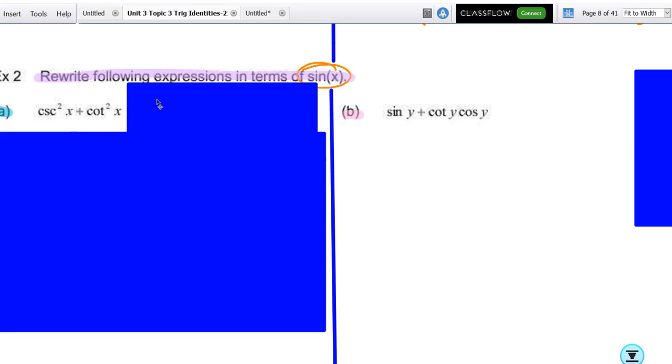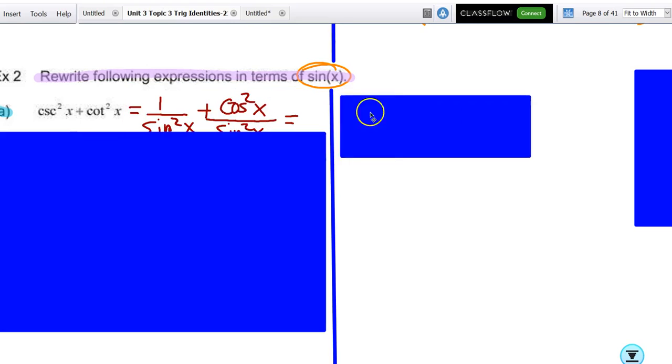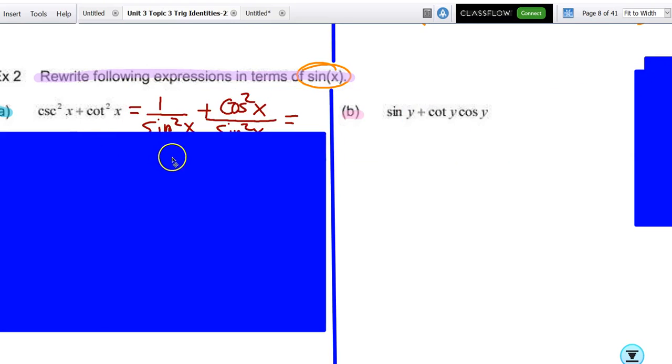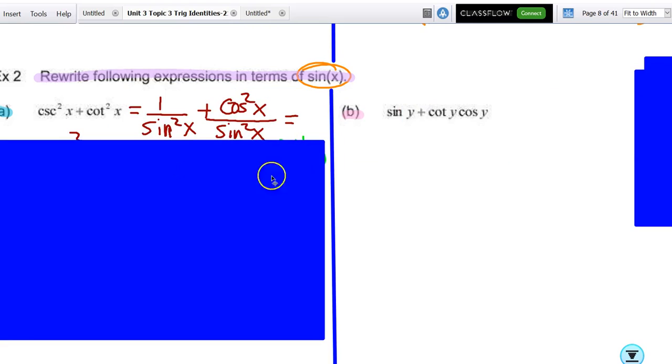So the first thing I did in example 2a is I started to change things to be sine x. For example, cosecant squared x is the same as 1 over sine squared x. That's a reciprocal identity using a power. Same thing with cotangent squared x. Cotangent squared x can be changed to a quotient identity, cosine squared x over sine squared x.